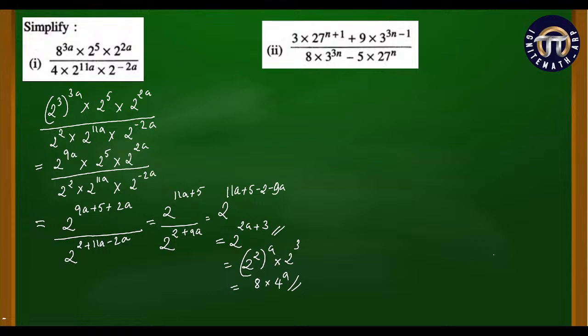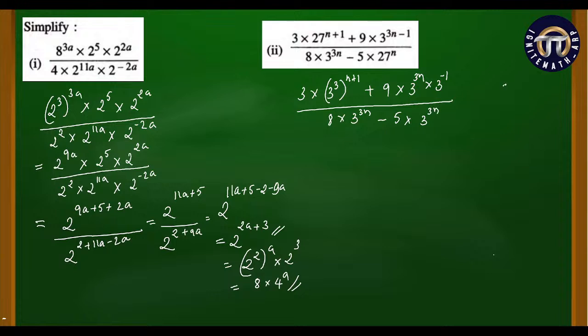Now let us solve the next one. See here, I am writing this one as 3 into 27, which can be written as 3 to the power of 3 to the power of n plus 1, plus 9 as it is, and here reverse product law, 3 to the power of 3n into 3 to the power of minus 1, by, so here I'll write 8 as it is, 3 to the power of 3n also as it is, minus 5. This 27n can be written as 3 to the power of 3n because 3 to the power of 3 is 27. Clear?